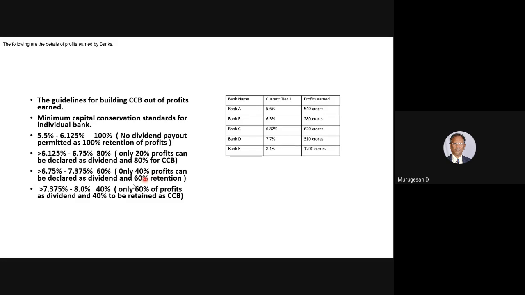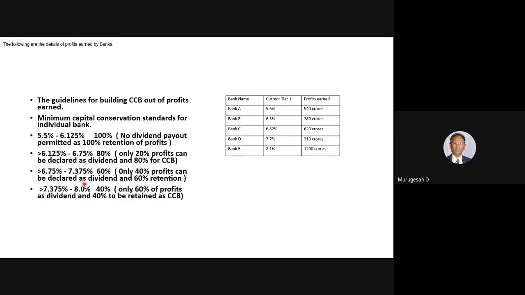They are asking, suppose the capital has gone up and the bank has a capital adequacy ratio of more than 7.375 but less than 8%. That is tier 1 capital alone, known as core capital. Then 40% only can be retained and 60% can be given as dividends. Only 60% of profits as dividend, and 40% to be retained as what? Capital. The bank cannot declare the entire thing as a dividend. There are restrictions by the Reserve Bank of India.